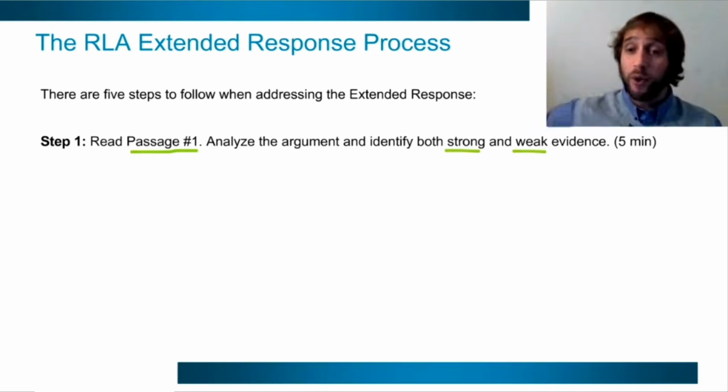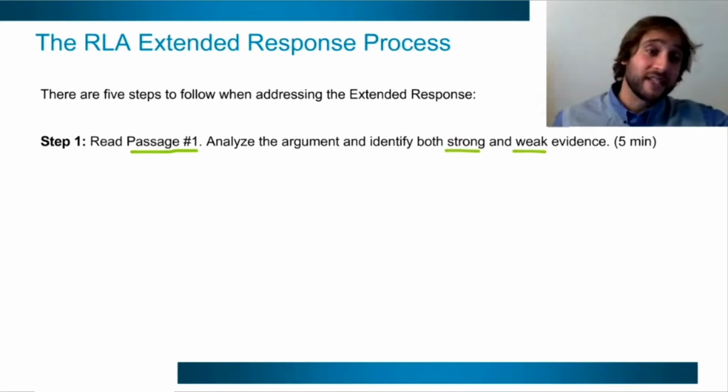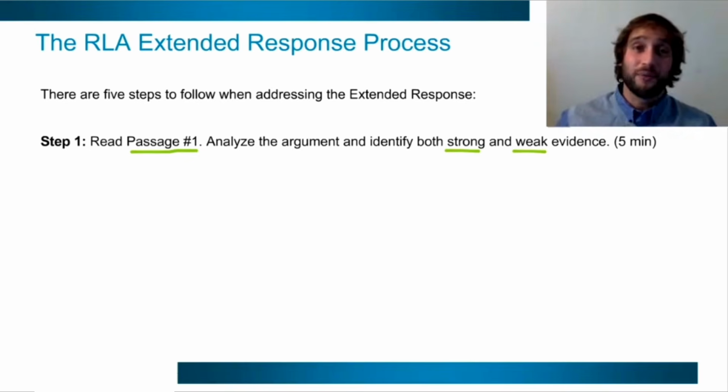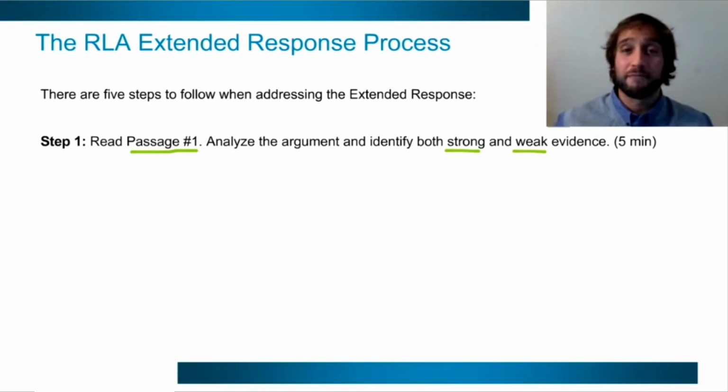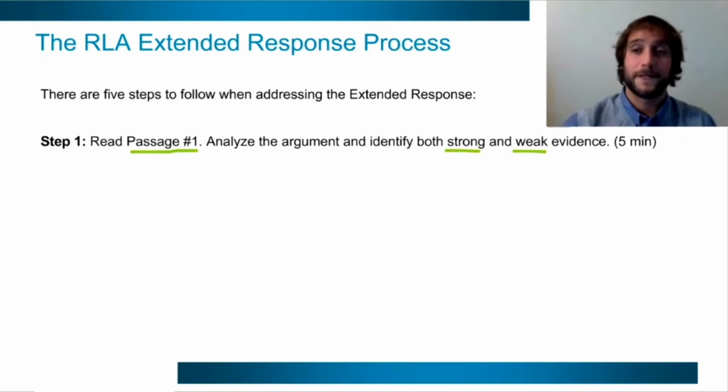Because if we end up supporting the other side, we want to have something we could say about passage 1, like, hey, this is very weak evidence. This is why the author of passage 1 shouldn't be supported here, right? But if you're going to argue that the author of passage 1 makes the stronger point, then we definitely want to make sure that we identify the strong evidence that that author provides.